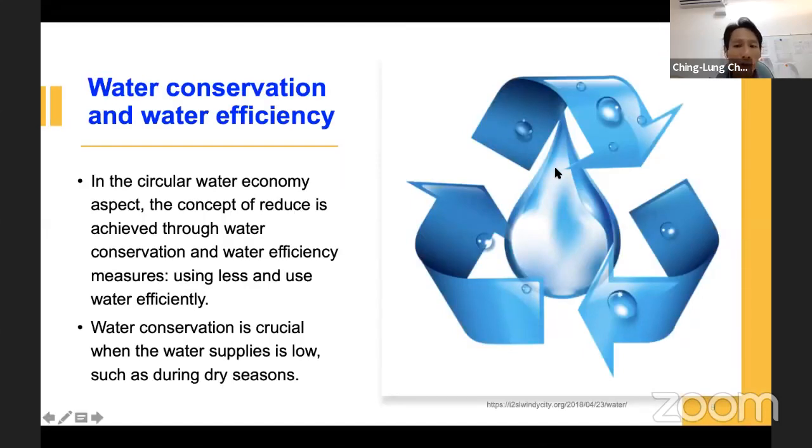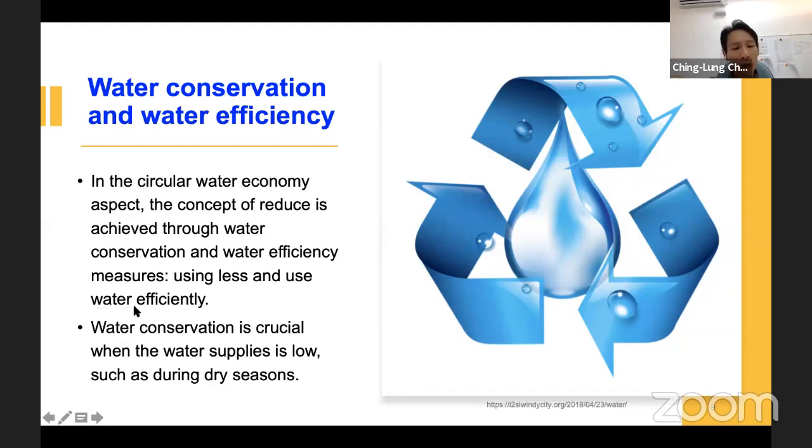Okay, and then first is water conservation and water efficiency. In the circular water economy aspect, the concept of reduce is achieved through water conservation and water efficiency measures: use less water and use it efficiently.